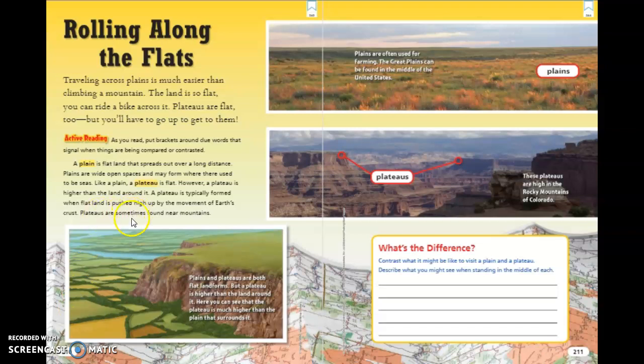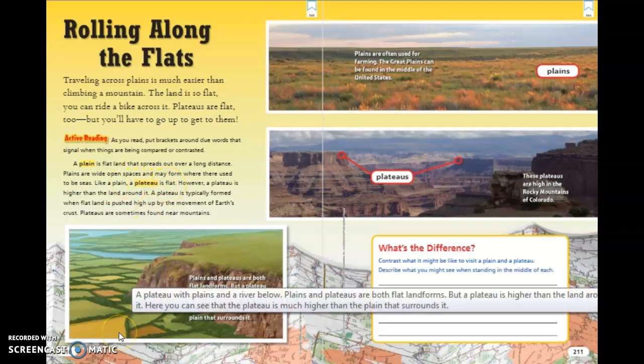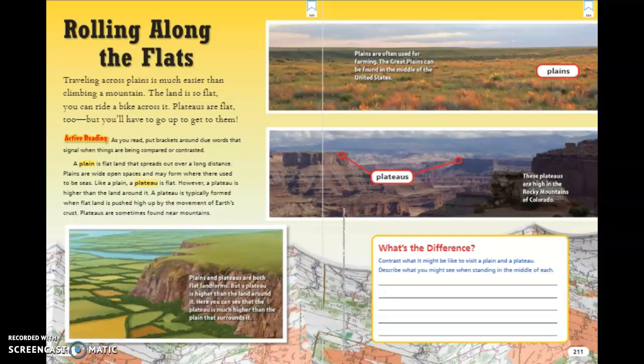Let's go back to page 210. There were two highlighted words that we need to put on page 203 on our vocab sheet. The first word is plain, and the second word is plateau. Pause the video and go back to page 203 and write the word plain and plateau. Don't forget to spell them correctly.